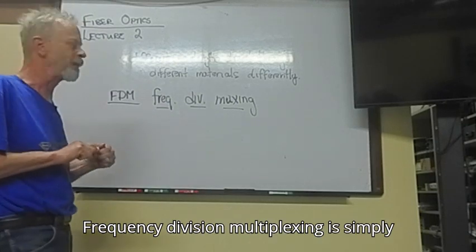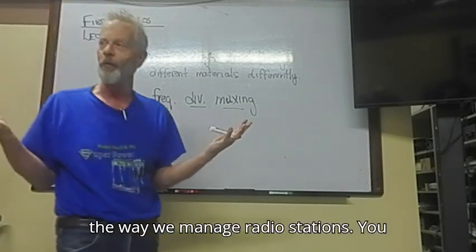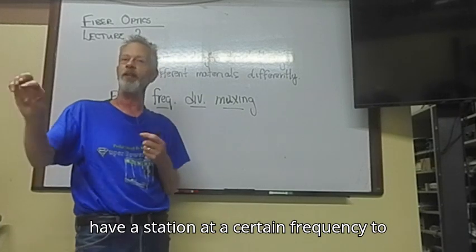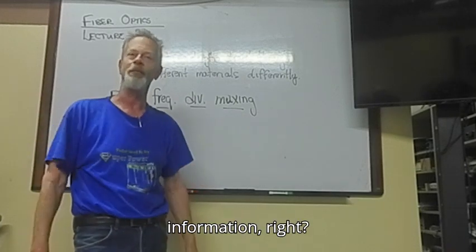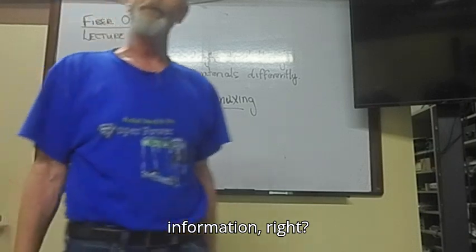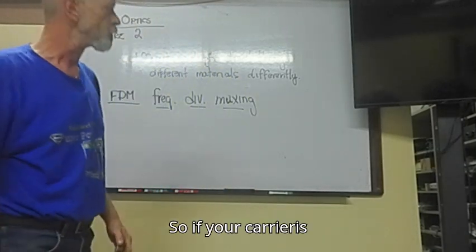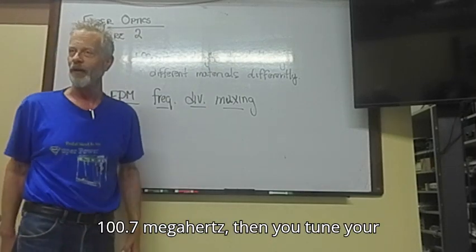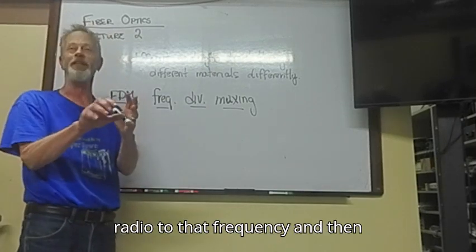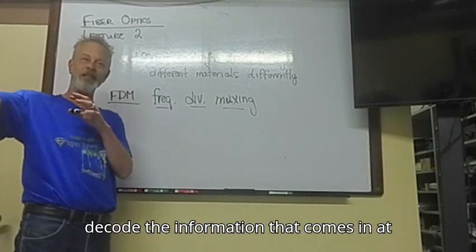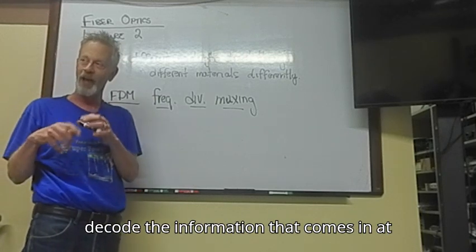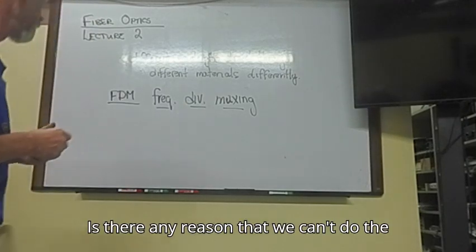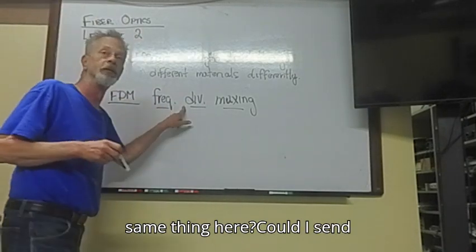Frequency division multiplexing is simply the way we manage radio stations. You have a station at a certain frequency, you tune that frequency, you hear that information. Right? So if your carrier is 100.7 megahertz, then you tune your radio to that frequency and then decode the information that comes in at that frequency. Right? Is there any reason that we can't do the same thing here?